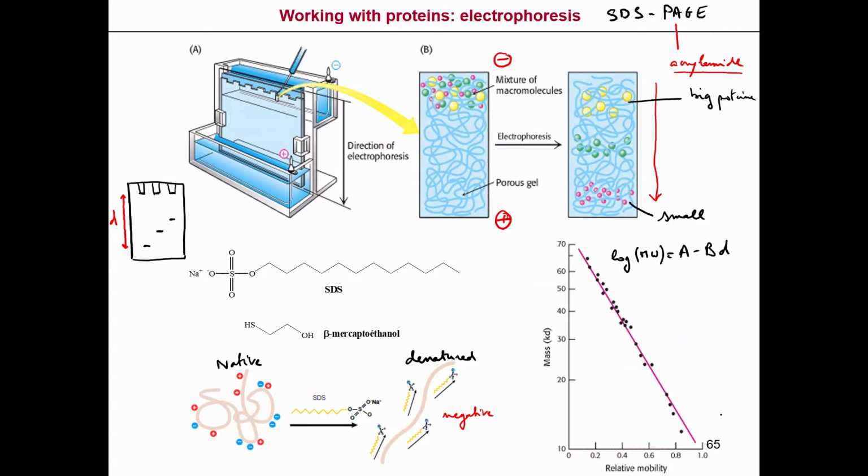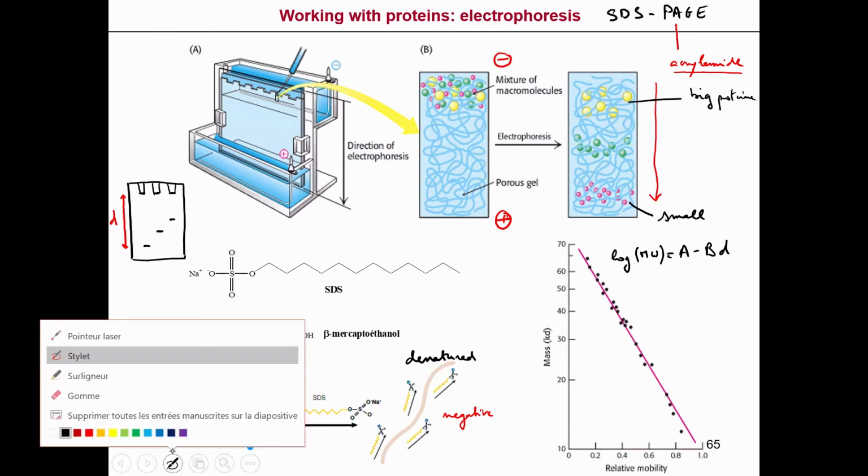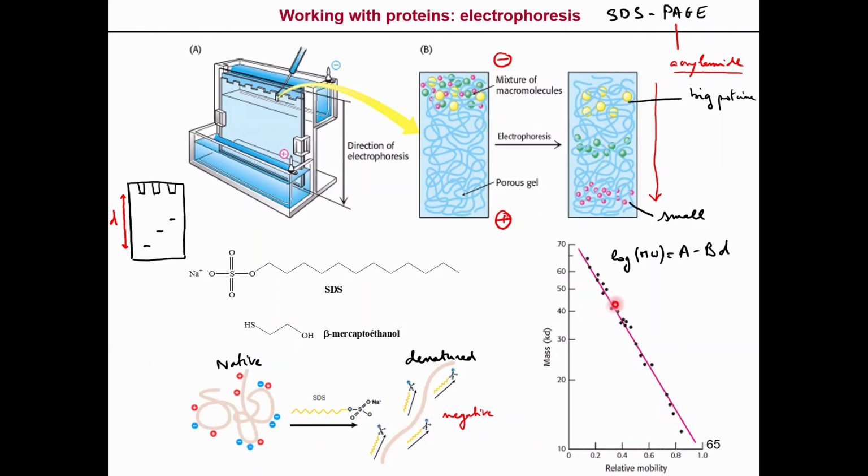So this is it. You can do the same experiment as the size exclusion chromatography. If you have an unknown protein, you want to know its molecular weight, you will make electrophoresis with standard proteins, so proteins for which you know the molecular weight. You can plot this curve and obtain your molecular mass. We will also have an exercise about this.